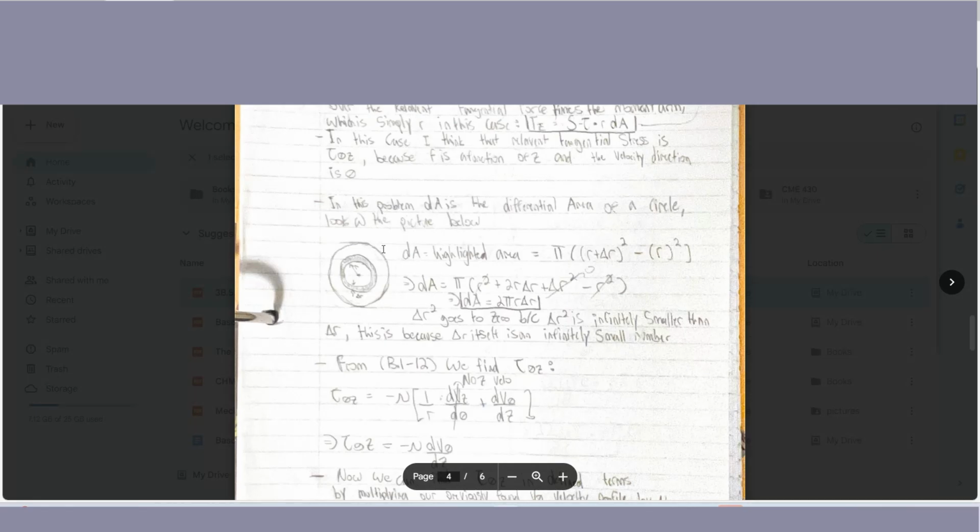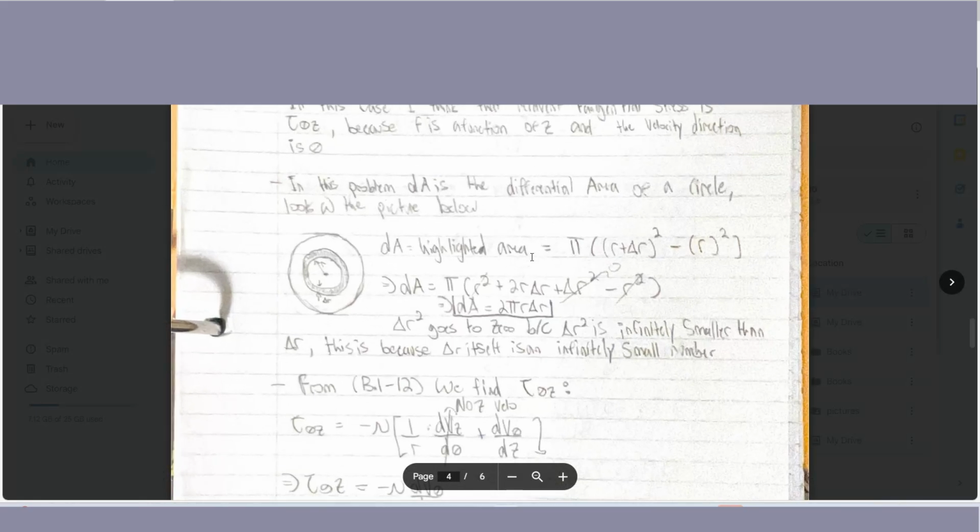So you've got to multiply it by the moment arm, and the moment arm of a simple circle is just the radius. And so you've got to take that integral with respect to dA, and dA is the differential area of a circle, basically this area here, where this radius is r plus delta r and this radius is just r. So you've got to subtract those two from each other.